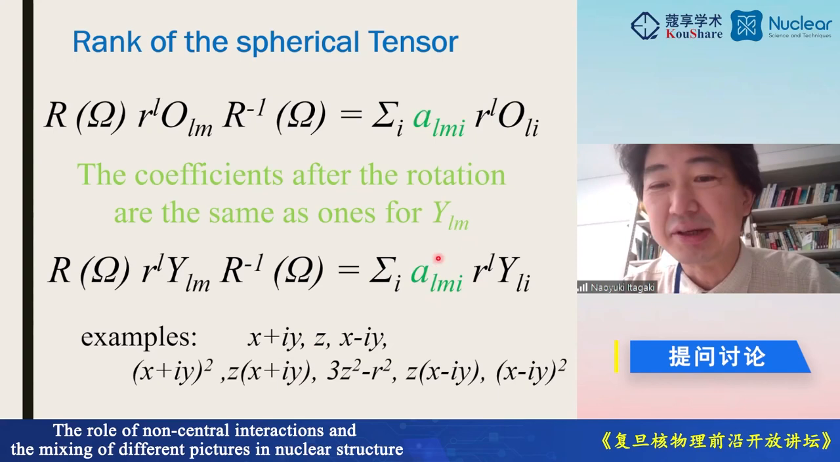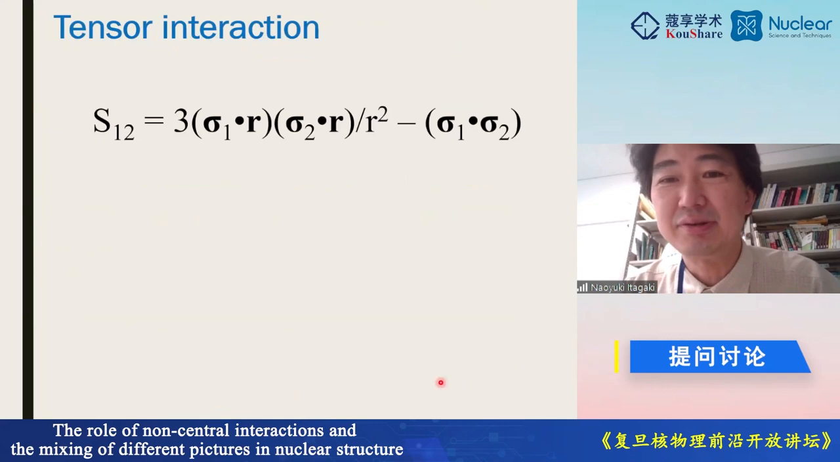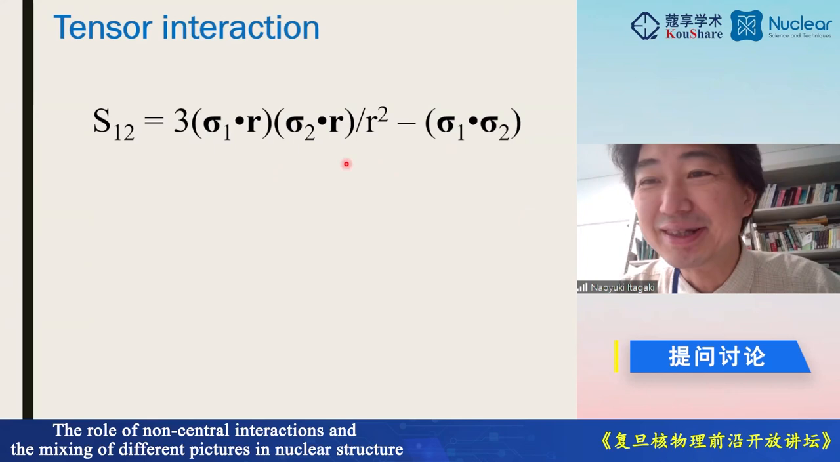That's the definition of the spherical tensor. So these are rank two tensors, and you have to couple this rank two tensor for the spatial part. And you have to also construct the rank two for the spin part and couple to rank zero. Then after that, you get this form. Sorry, is that answering your question?